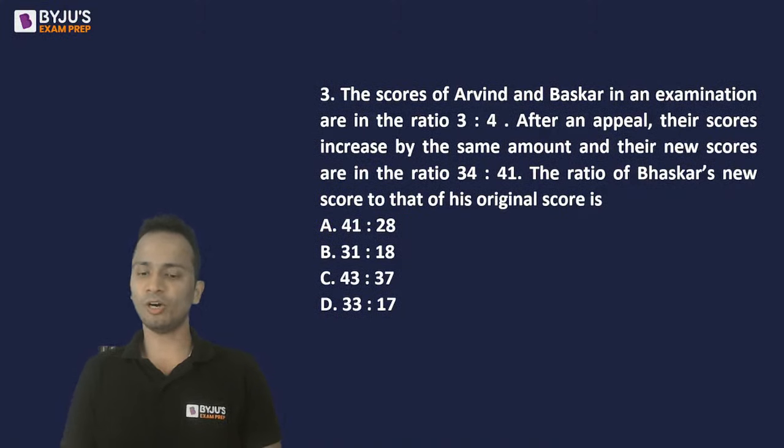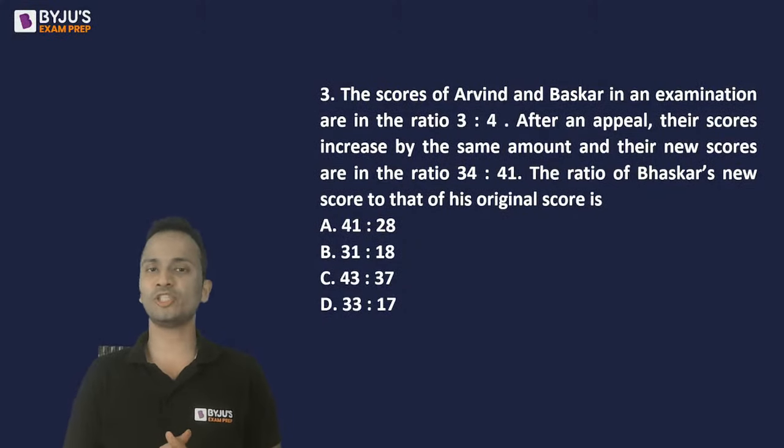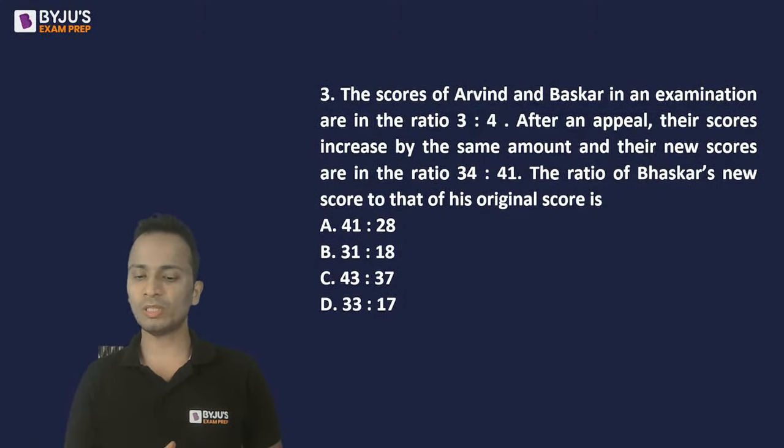Okay, question number 3 on your screen. The scores of Arvind and Bhaskar in an examination are in the ratio 3:4. After an appeal, their scores increased by the same amount, and the new scores are in the ratio 34:41. The ratio of Bhaskar's new score to that of his original score is how much?